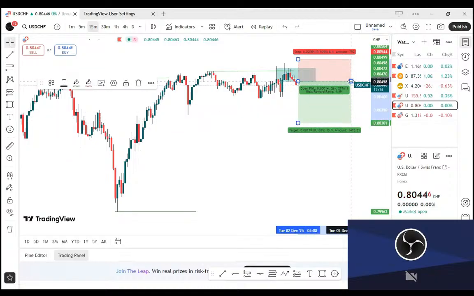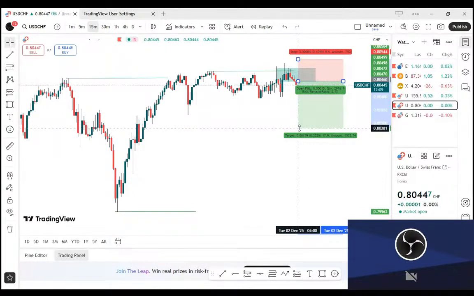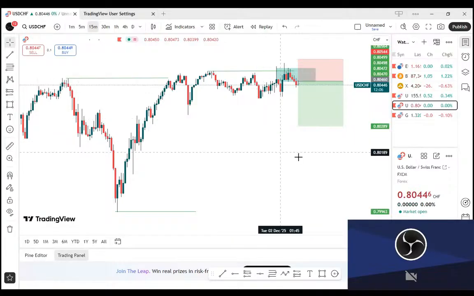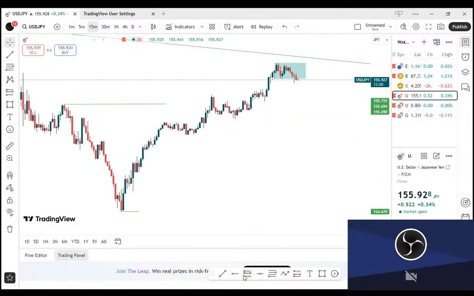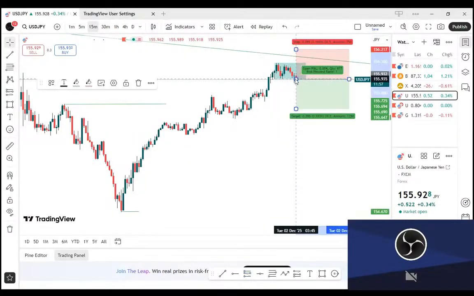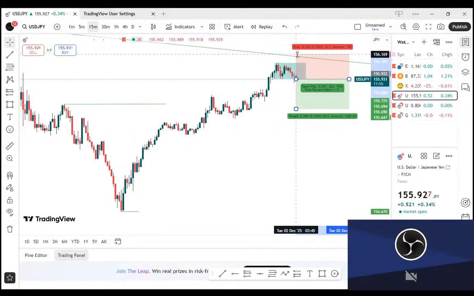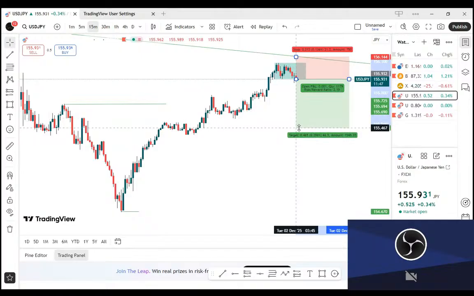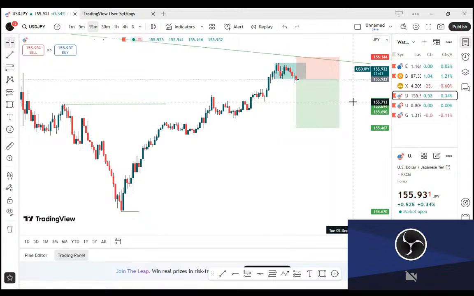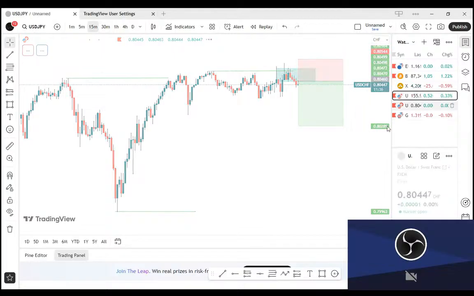We'll be taking a risk reward ratio of it. And same thing on USDJPY. I'm still expecting a selling opportunity from here on USDJPY. My stop loss will likely be above this zone, and then for TP, I'll be taking it to a risk reward ratio here. So both USDCHF and USDJPY, the two of them, I'm expecting a drop.